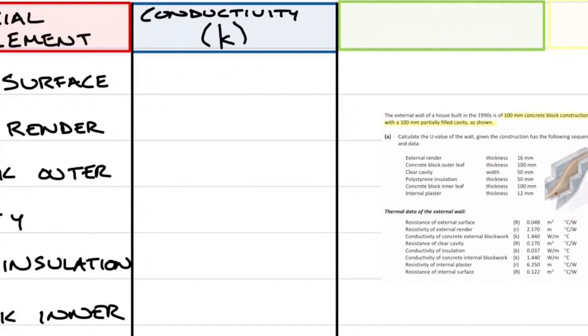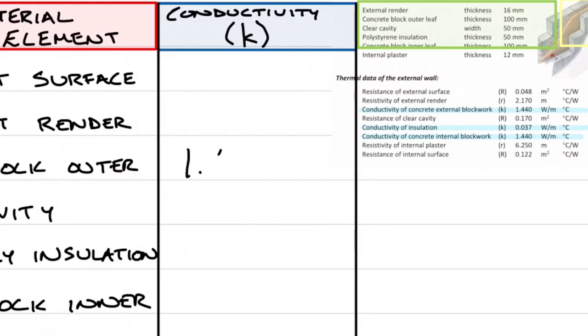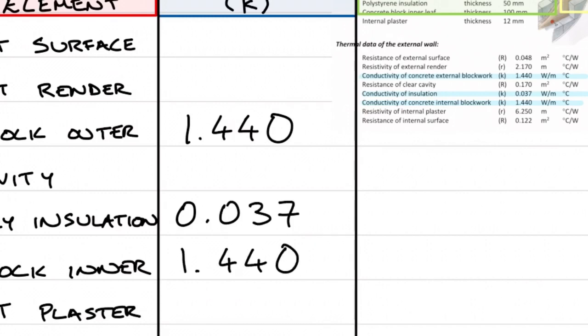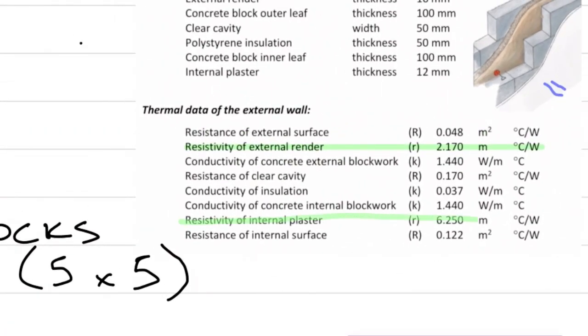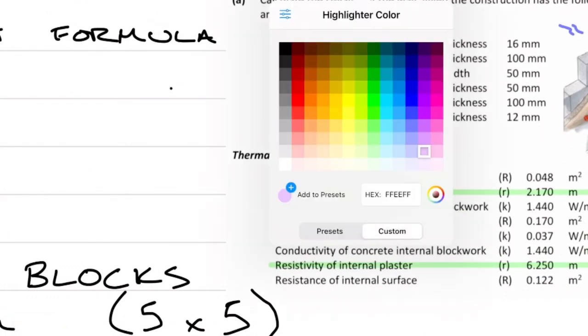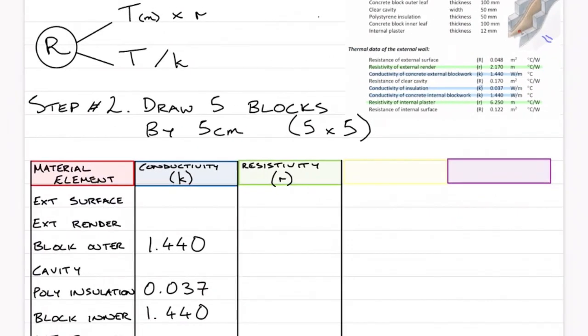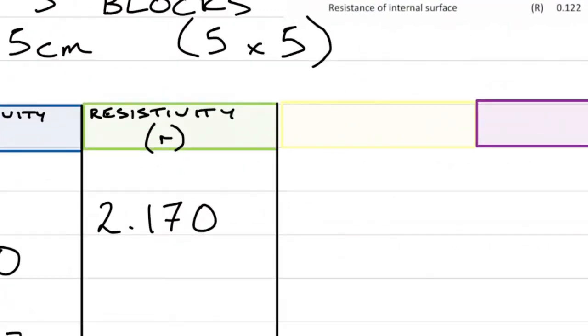And we're going to put in the conductivity, K, small k. So just wherever you see a small k, conductivity of concrete block, external, put it in, 1.44, insulation 0.037, and block 1.44 again. As you can see, the low value is the insulation, which is obviously what we want. So resistivity of the external render and the internal plaster, they've just given us those small R values. I've highlighted the K and the R value, so we're going to insert them in. Internal plaster and the external render, so 2.17 and 6.250.